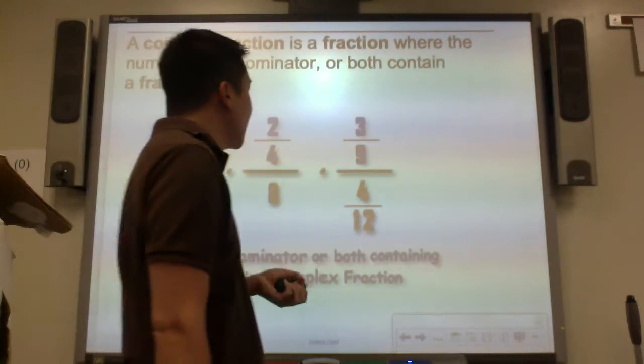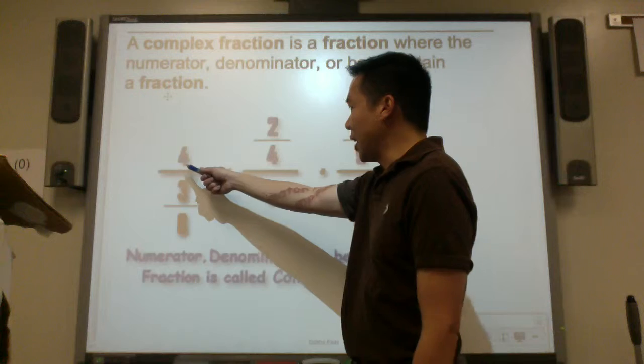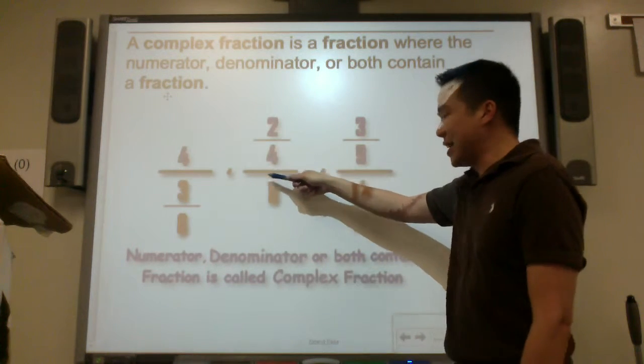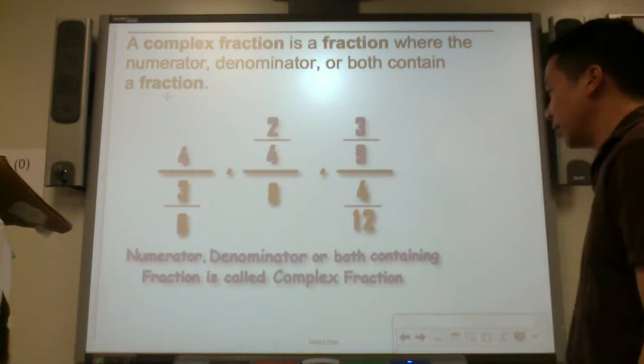So a complex fraction is a fraction where the numerator and denominator both contain a fraction. Here is a fraction with a fraction. Here's a numerator that has a fraction. Here's both, the numerator and the denominator both have a fraction.